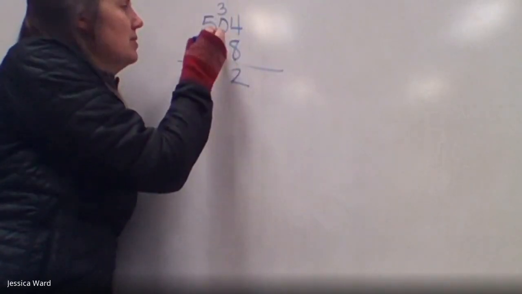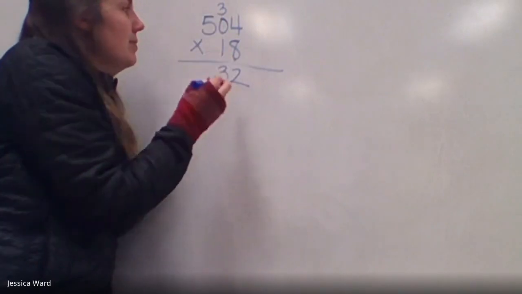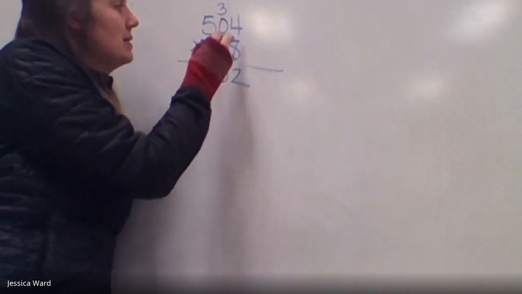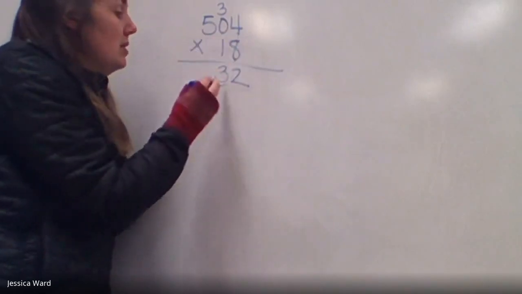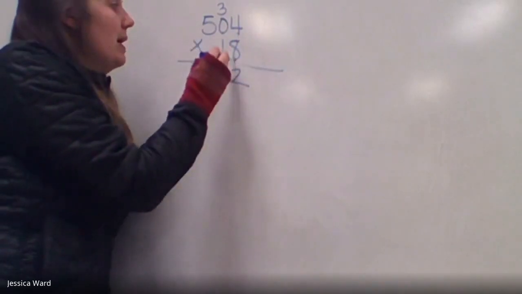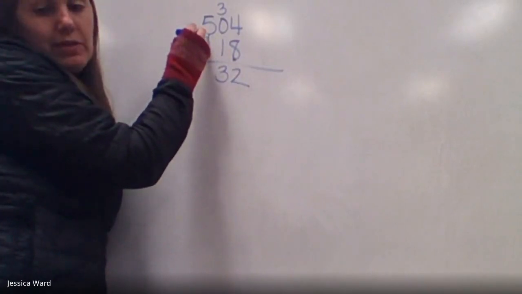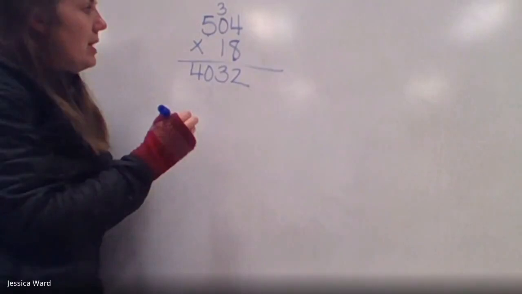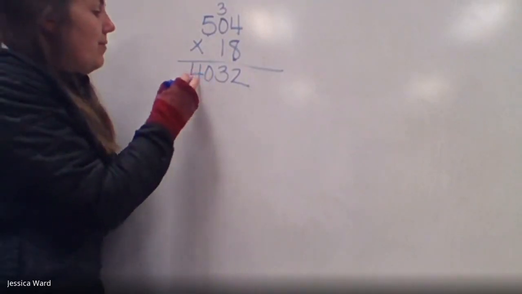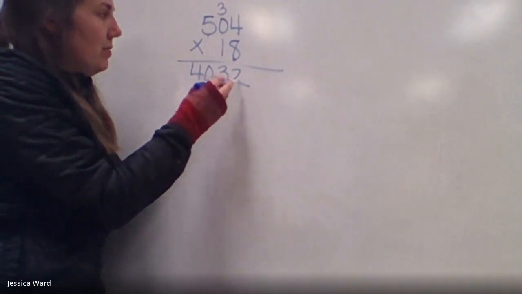8 times 0 is still 0, but now I'm adding in 3. So it's like I'm saying 8 times 4 1s and no 10s, right? So 8 times 4 is 32. There's my 32. 8 times 5 is now going to be 40 still, so I'm going to write in 40. So I would have 4,032.